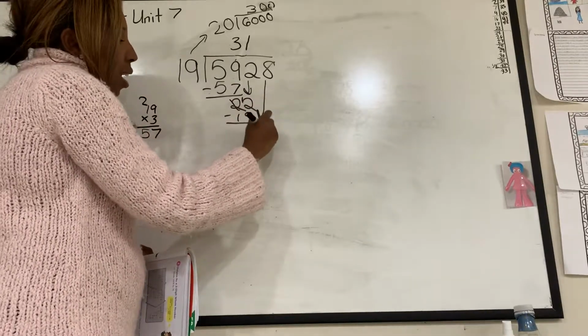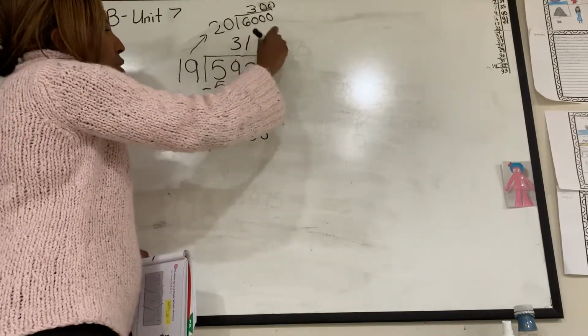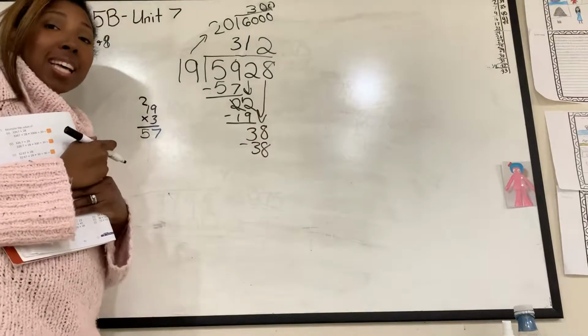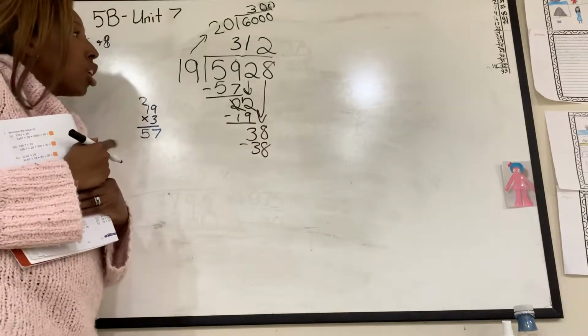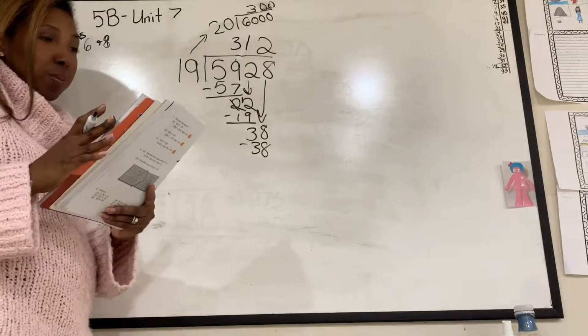Can 19 go into 3? No. What about 38? Well, I think 9 plus 9 is 18. Put down 8. It's going to be 2, and that is 38. So do you see how I use estimating to help me to find my answer? That helps you when you do 2-digit facts or division.